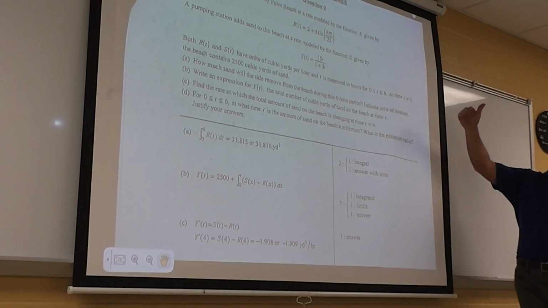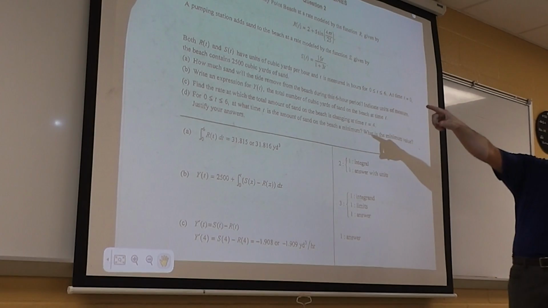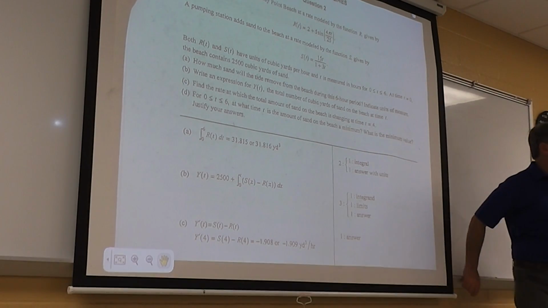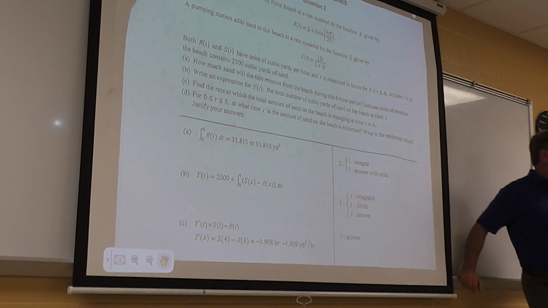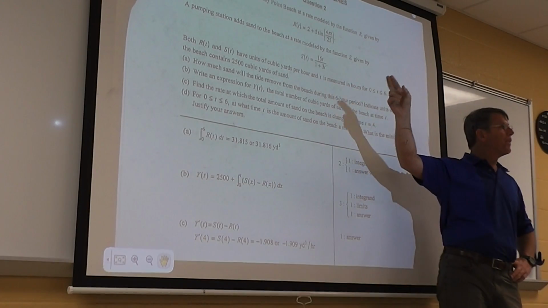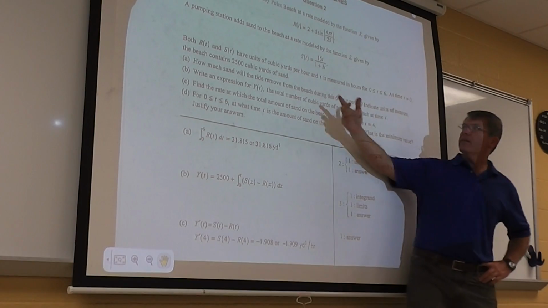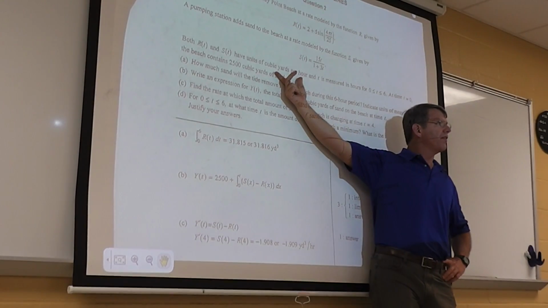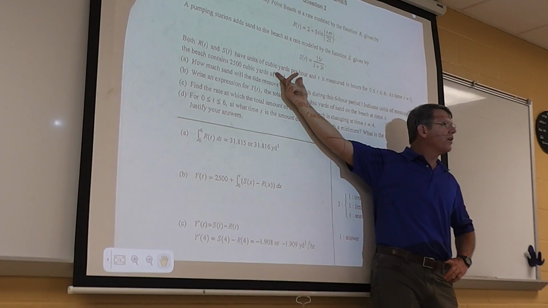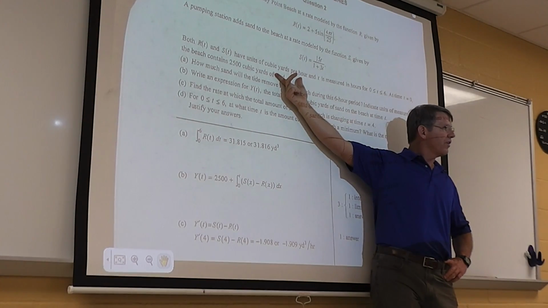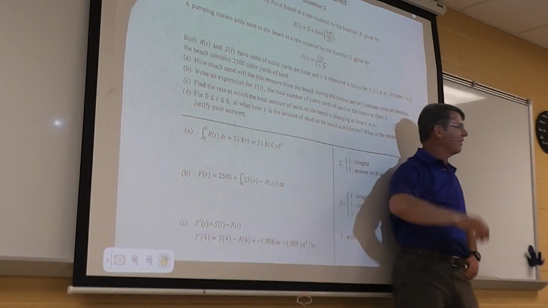All right, so both of these are rates. Both R of t and S of t have units of cubic yards per hour. Right there is another dead giveaway that these are rate functions. They're the derivative of something. Because the units, cubic yards per hour. This is the derivative of what? What does cubic yards calculate? Volume. This is the derivative or the rate of change of volume of sand. Units tell us right there.